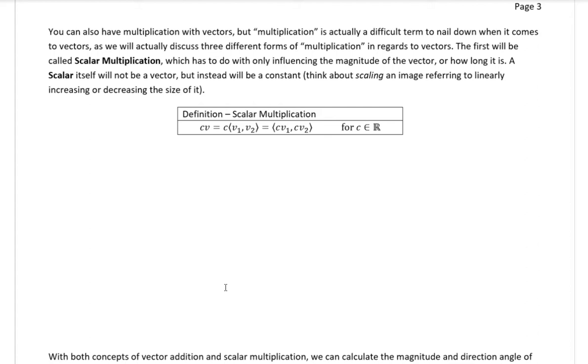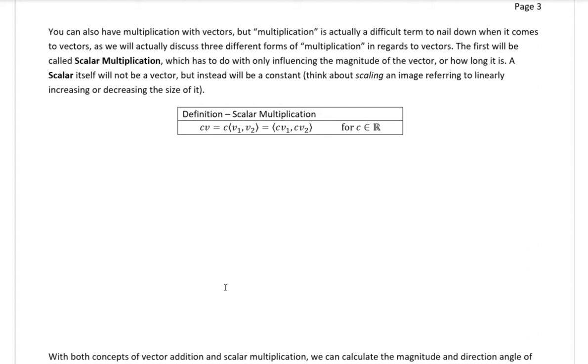When you're multiplying by a scalar, you're scaling the vector that you have, which means you're either increasing or decreasing its size or magnitude. What that also means is that the direction of the vector is not going to change. Notice that before, when we did addition, we created a new vector that had a different magnitude and a different direction. With scalar multiplication, all we're going to do is either magnify it or minimize it by some scalar value.